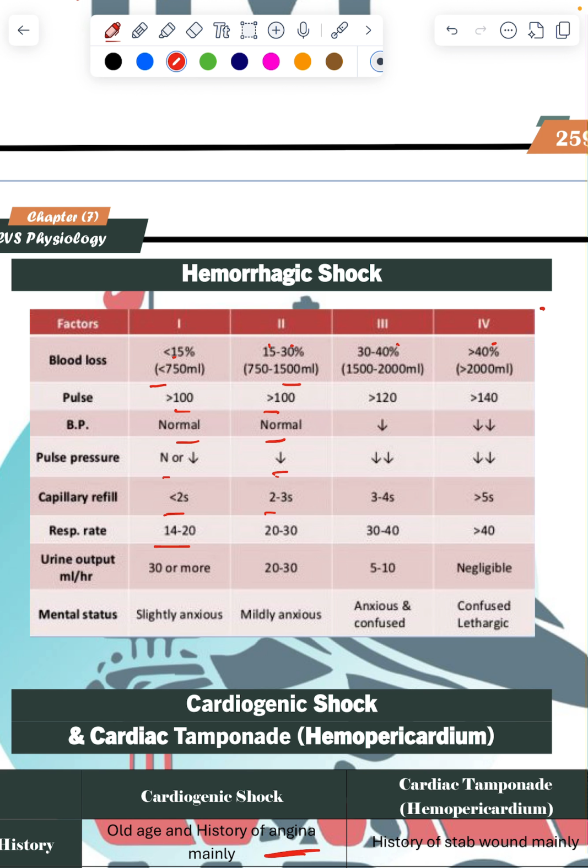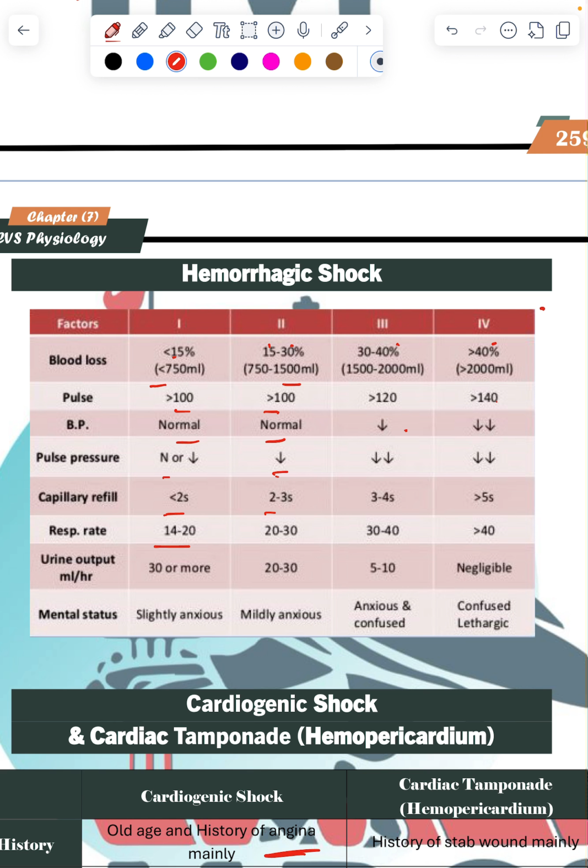If it is more than 1500 to 2000 ml, it is class 3. If it goes above 2 liters, 2000 ml, it is class 4, where around 40% of the blood is lost. Up to 15 to 30%, the person does not have any change in blood pressure. From here, blood pressure goes down and heart rate increases to 120. Heart rate increases as BP goes down to maintain the supply of blood to the capillaries and the vessels. Then the respiratory rate also automatically increases.